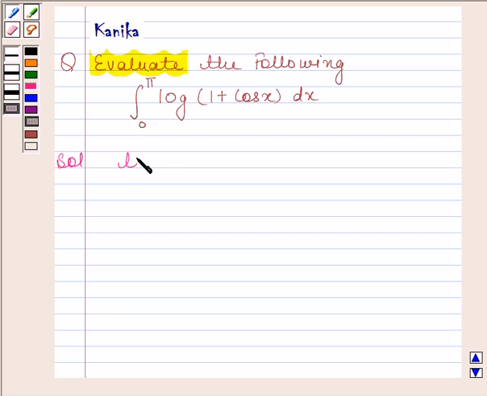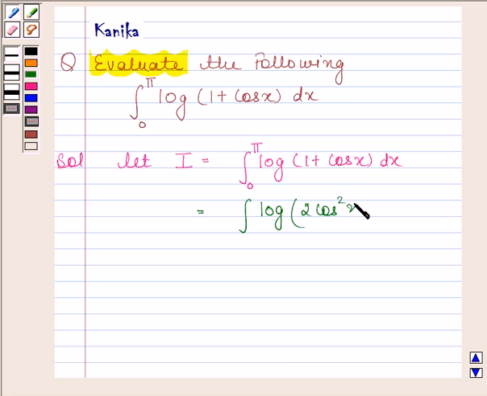Let I is equal to integral of log 1 plus cos x from 0 to pi. We know that 1 plus cos theta is equal to 2 cos squared theta by 2. So using this formula, we get this integral as log 2 cos squared x by 2, lower limit is 0 and upper limit is pi.